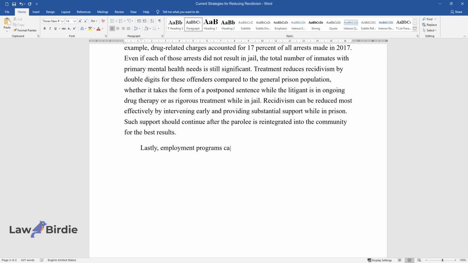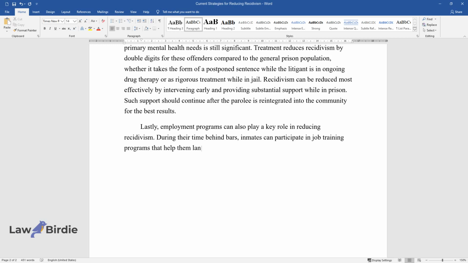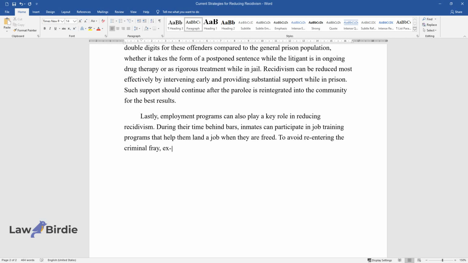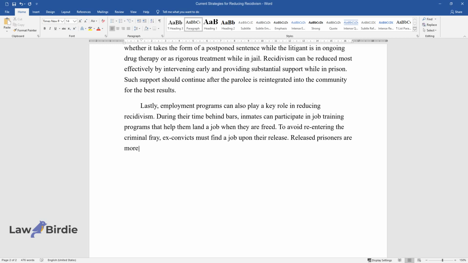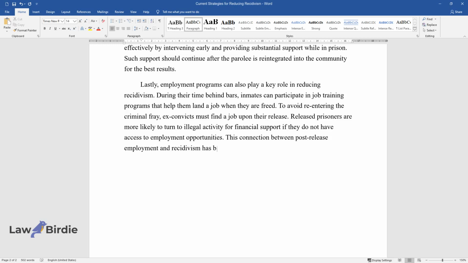Lastly, employment programs can also play a key role in reducing recidivism. During their time behind bars, inmates can participate in job training programs that help them land a job when they are freed. To avoid re-entering the criminal fray, ex-convicts must find a job upon their release. Released prisoners are more likely to turn to illegal activity for financial support if they do not have access to employment opportunities. This connection between post-release employment and recidivism has been documented repeatedly in studies.